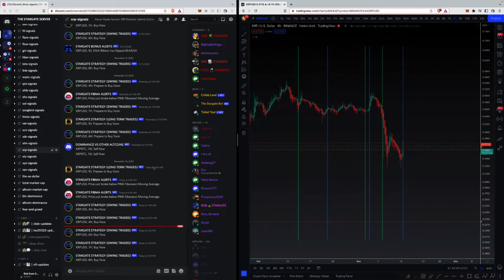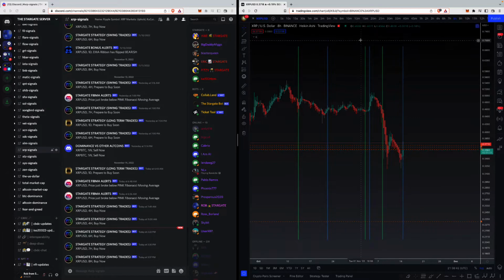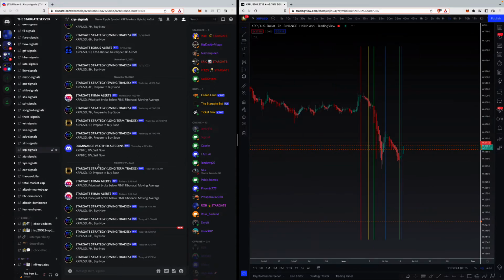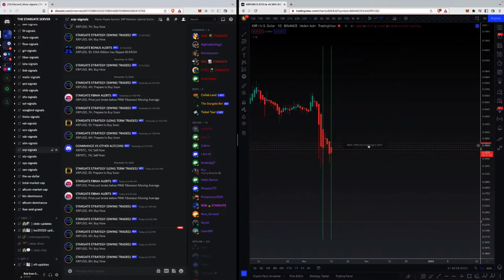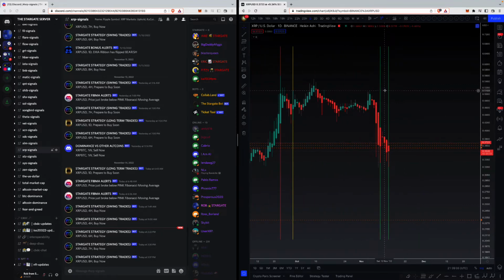So if you see a prepare to buy soon, so if I go to the 7-hour chart, this is what we got, a 7-hour prepare to buy soon. Actually, let me go to the daily since it's right there. So we got an XRP 1-day prepare to buy soon. We got it twice because we got it yesterday at 7 p.m. Then we got it today at 6:43 a.m. You can see that depicted here by the vertical green line.